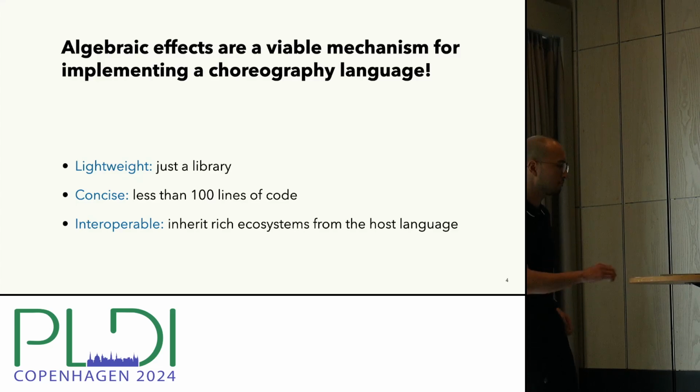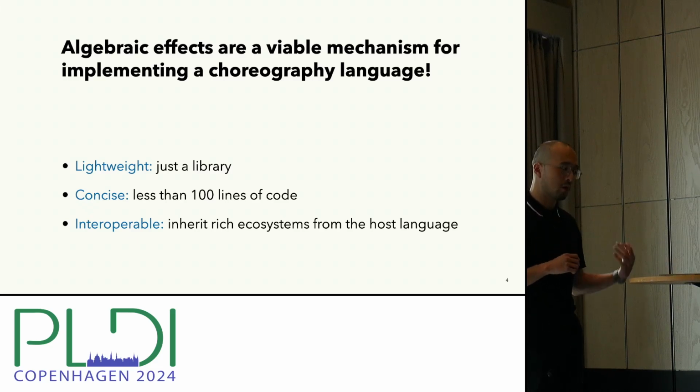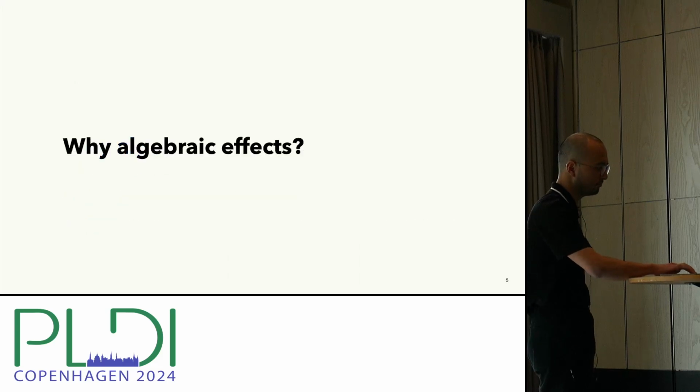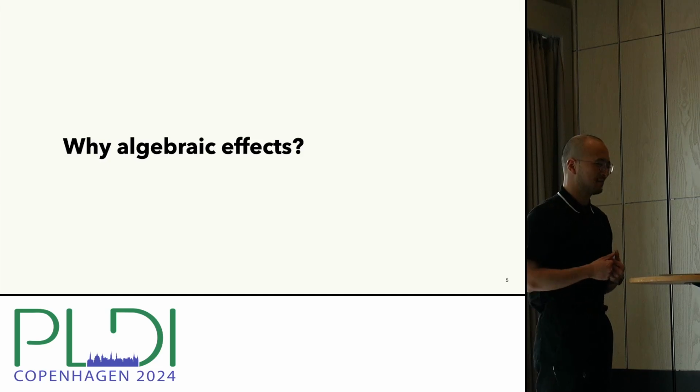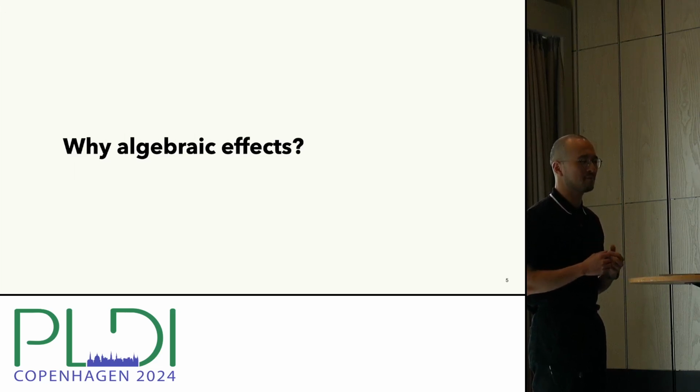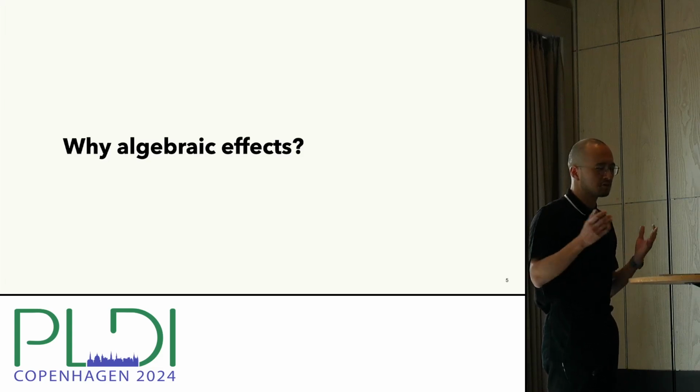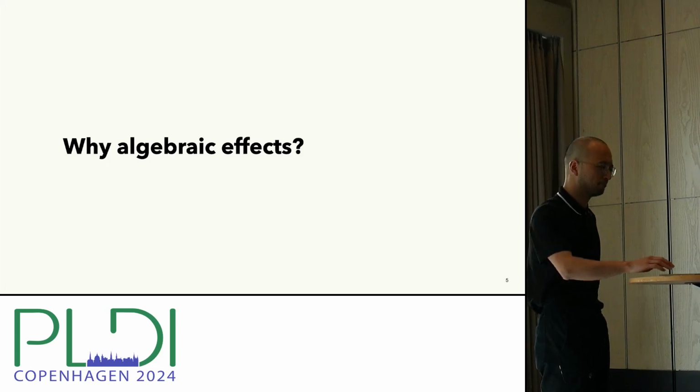Third, algebraic effects provide interoperability between the choreography language and the host language in which we implement it. This allows the choreography language to inherit rich ecosystems such as programming features, IDE support, and third-party libraries from the host language. A question you might want to ask now is, why algebraic effects? Especially at the end of this session, we have seen quite a few different ways to implement a library-level choreography language. So how do algebraic effects compare to them? Do algebraic effects bring anything new to the table?